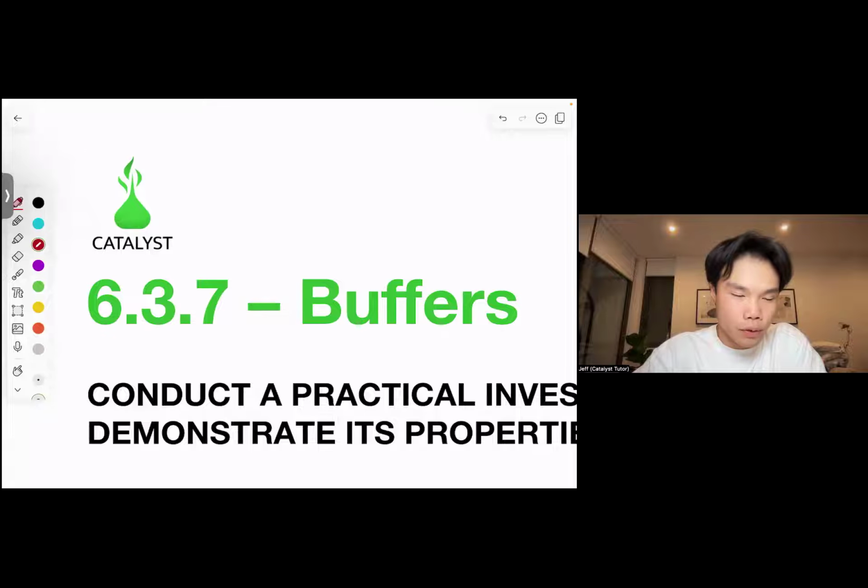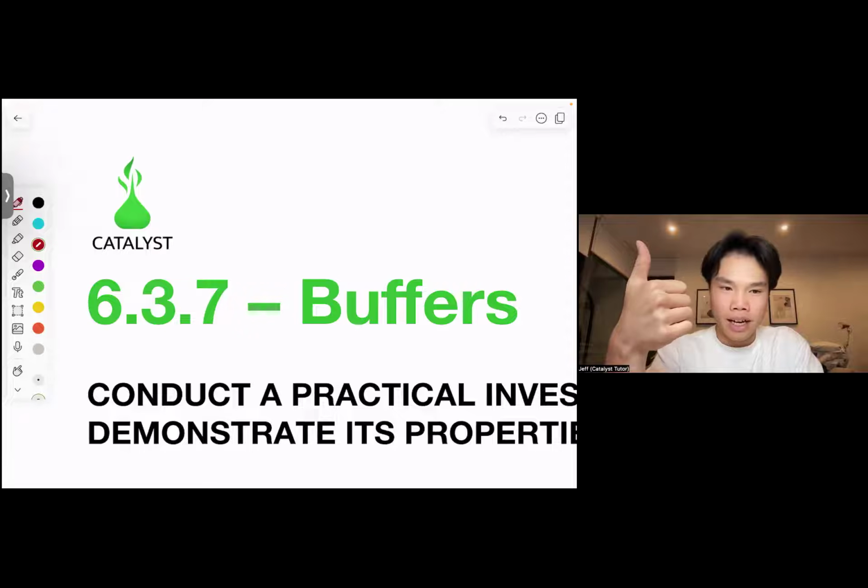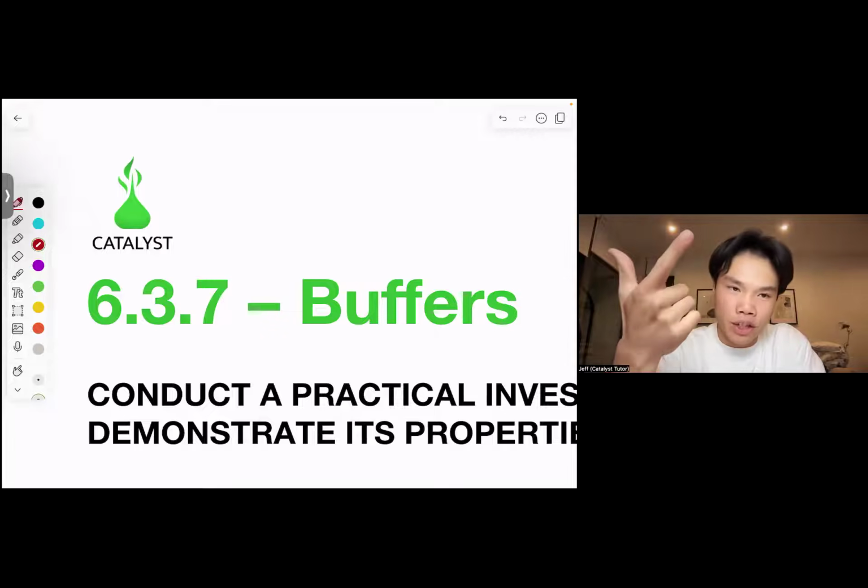Okay, so we've got some half-mark responses and some full-mark responses. The full-mark responses mention both things important to a buffer: that it's a weak acid and its conjugate base, or vice versa, and that it's able to resist change in pH. So whenever you define a buffer, you need to mention both.